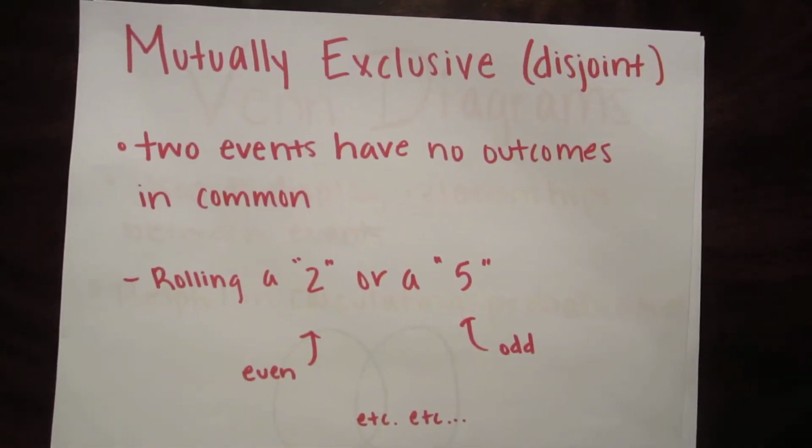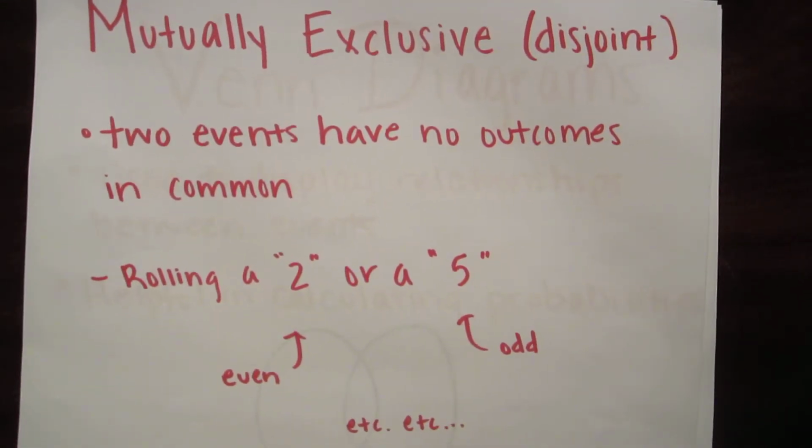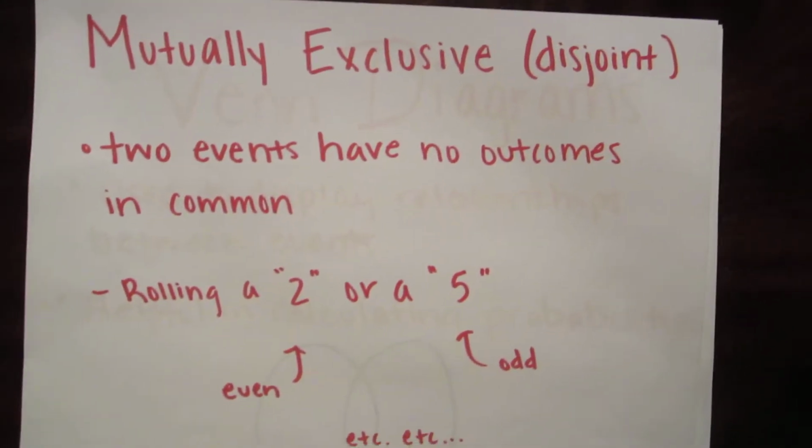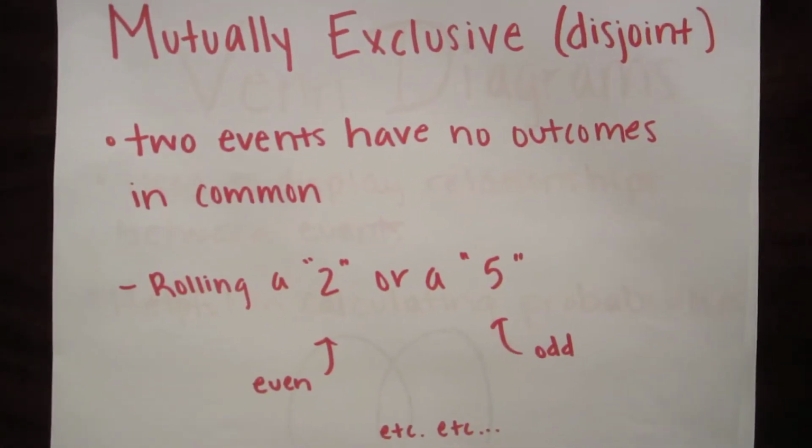Mutually exclusive, or disjoint: 2 events have no outcomes in common. So rolling a 2 or a 5, they both have nothing in common. One's even, one's odd, etc., etc.